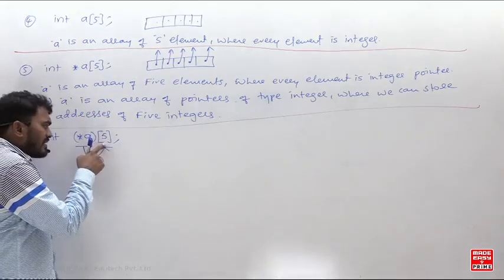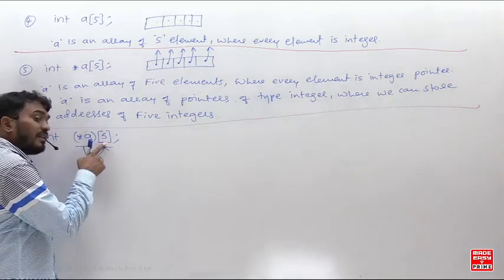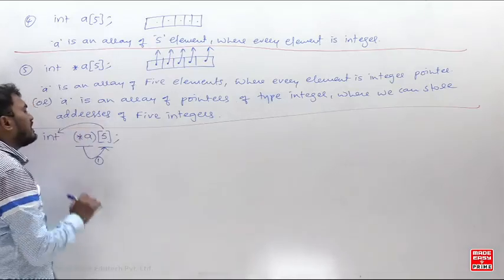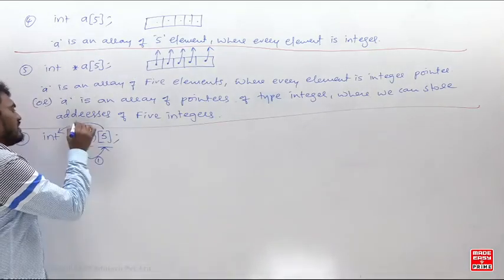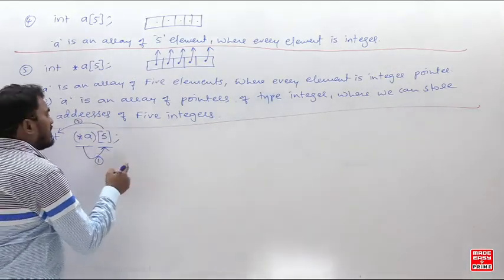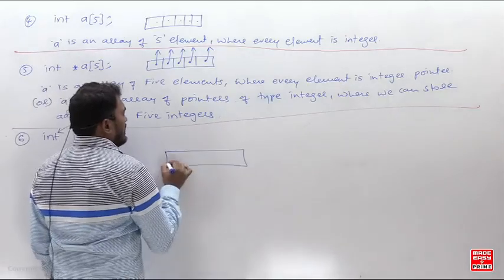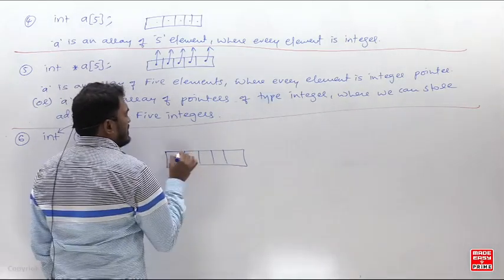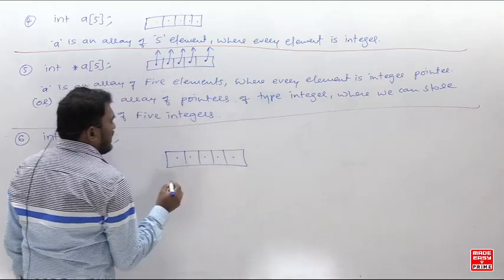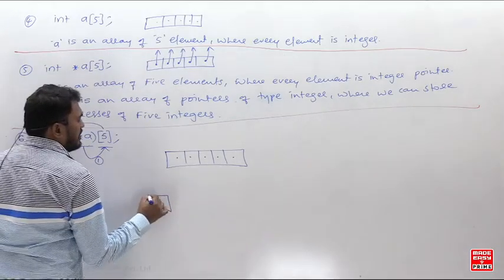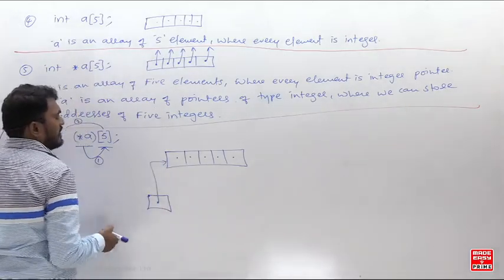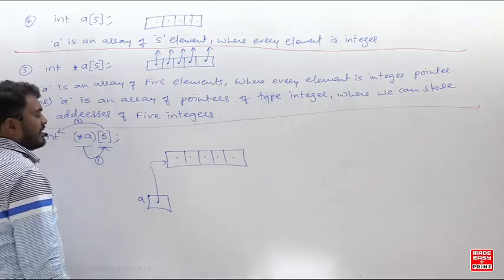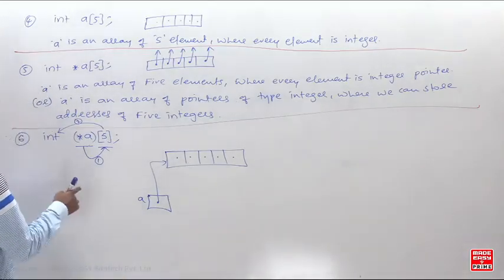When you say it's an array of 5 elements, what is every element? Every element is just integer. Is that clear? So how will the diagram look? Let's say you are having an array of 5 elements here, and your A is a pointer to this array of 5 elements. So this is how it will look like. Is that clear?